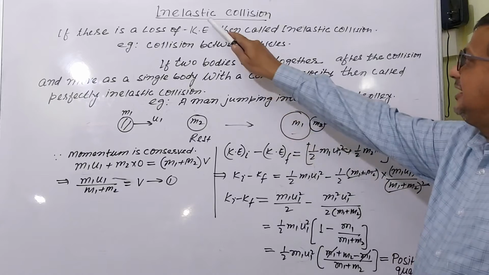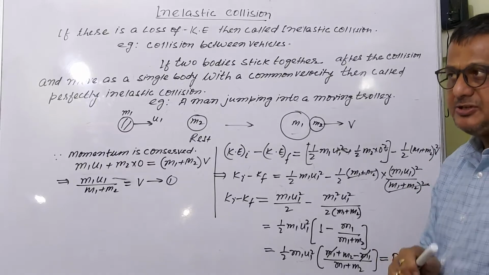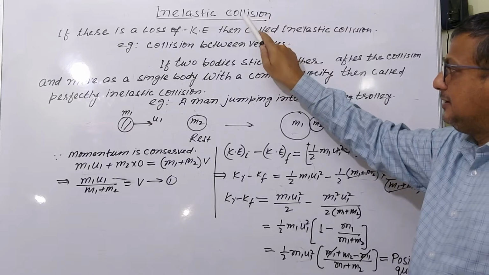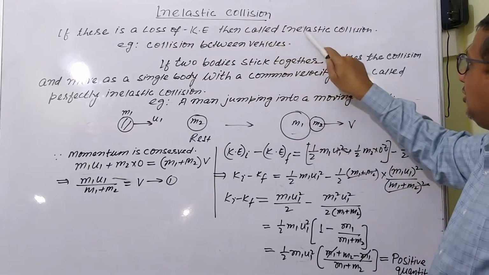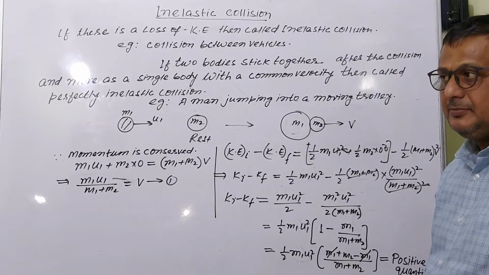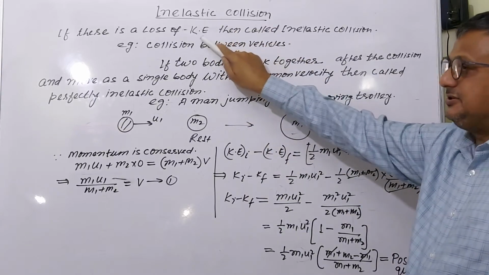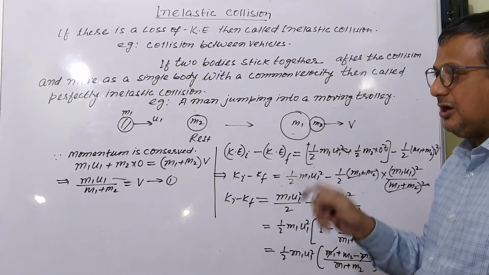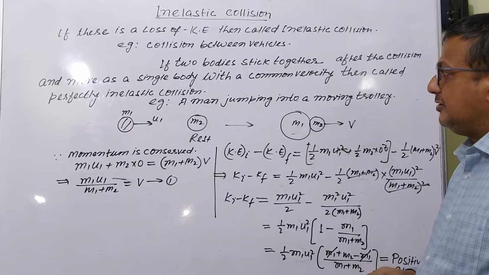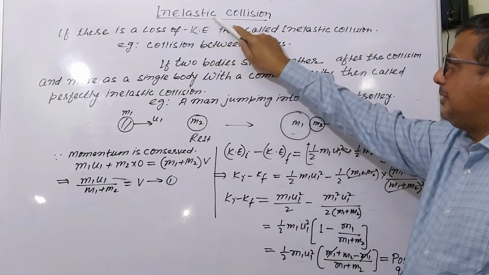There are two types of collision. Elastic collision we have seen. Now this is inelastic collision. If there is a loss of kinetic energy, it is called inelastic collision. In every collision, momentum is conserved, but in inelastic collision there is a loss of kinetic energy. It means total kinetic energy before collision is not equal to total kinetic energy after collision. An example is a collision between vehicles.